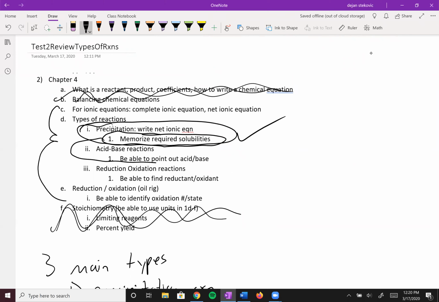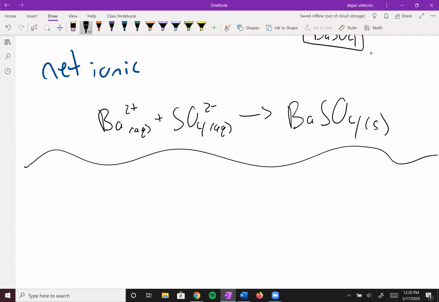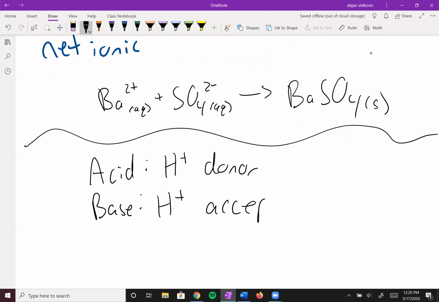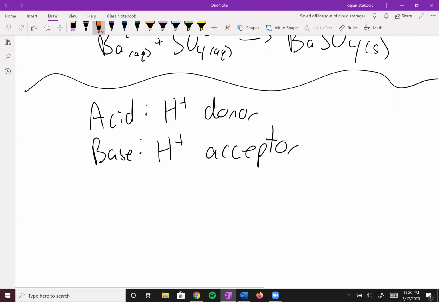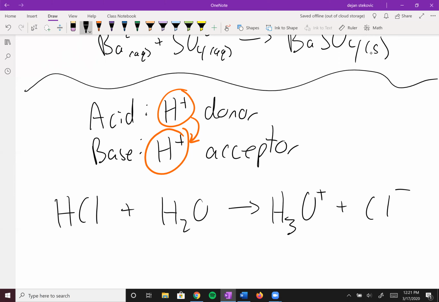Next up, acid-base reaction. So for this one, I just want you to be able to point out what is the acid, what is the base, right? And so if you remember, an acid is an H plus donor, and then the base is the H plus acceptor. Right, so one's going to donate an H plus, and then the other one's going to accept the H plus. The H plus is moving from the acid to the base. So for example, HCl plus H2O can form H3O plus and Cl minus, right?